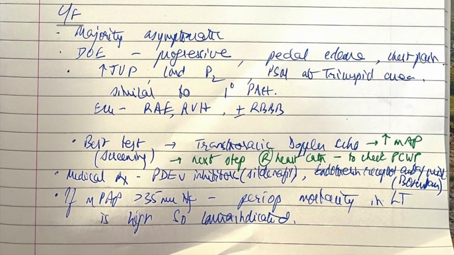Lots of medical treatments have been tried, but nothing is so effective. People have tried phosphodiesterase 5 inhibitors like sildenafil, and endothelin receptor antagonists like bosentan. Now, this does not entirely reverse with liver transplant, unlike in HPS. In fact, if the mean pulmonary artery pressure is more than 35, the perioperative mortality in liver transplants is very high. Liver transplant is contraindicated in patients in whom the mean pulmonary artery pressure is more than 35 millimeters of mercury due to POPH.